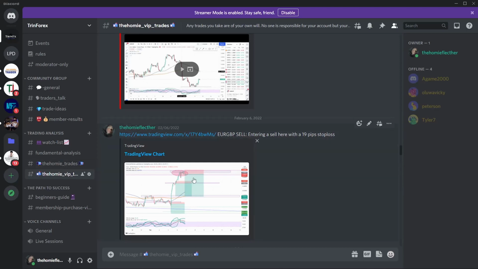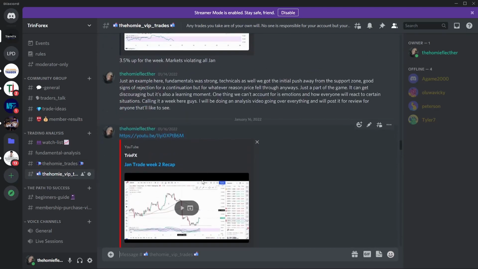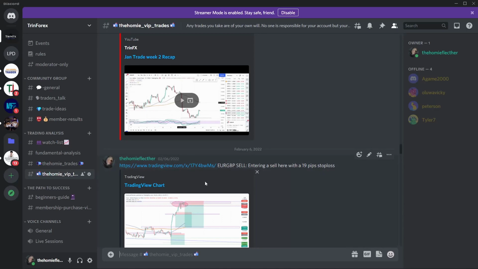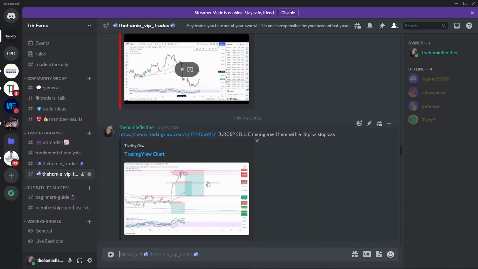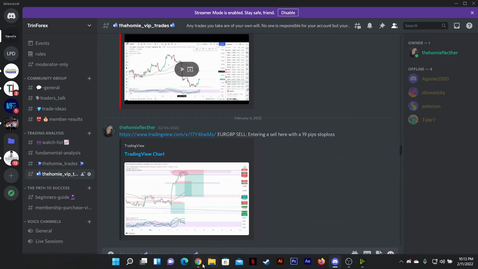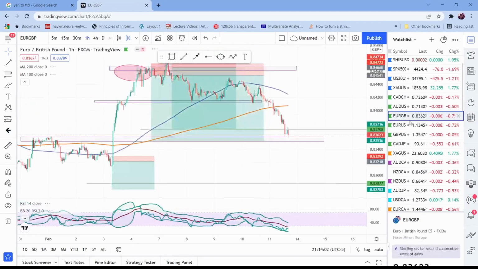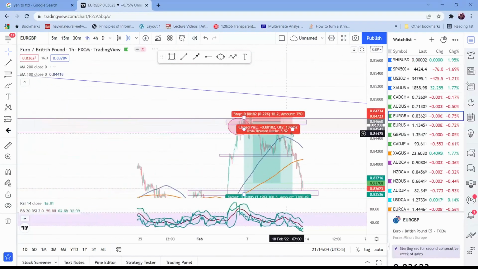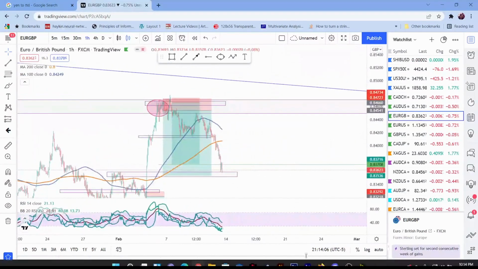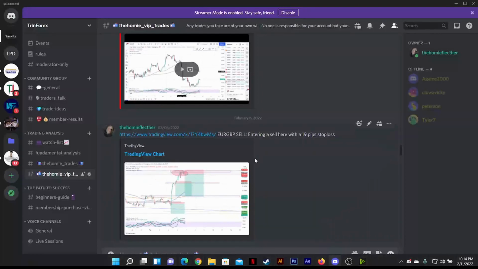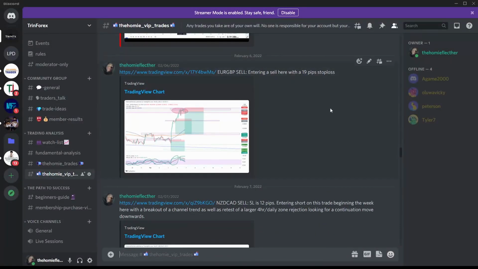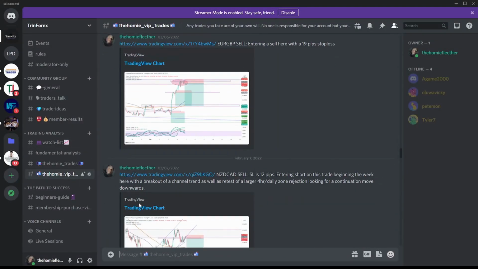I'm going to use the VIP group first, some of the trades that were called, and then we'll move on to the trades that were taken within the free Discord channel group. So first off, this was the first trade sent right here. This is Euro GBP, and that was the first trade sent into the sell here with a 19 pip stop loss.